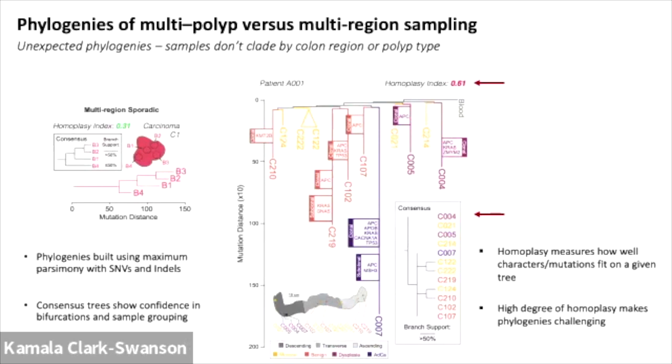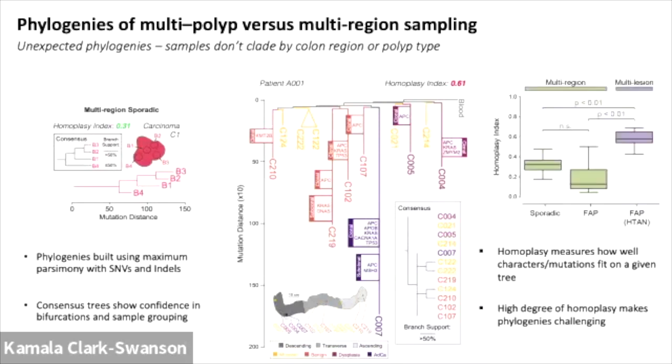We had a very hard time determining the majority consensus of this tree. We see that samples don't clade very well, and they don't clade by colon region or polyp type, and they had a really high homoplasia index metric. And that was pretty consistent for all of our patients.